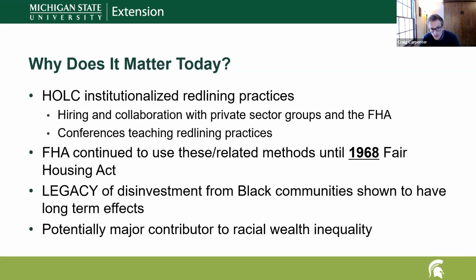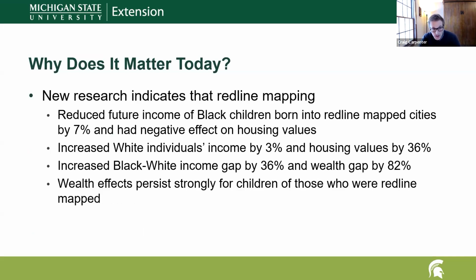So it has been put forward as a major contributor to racial wealth inequality. And there's new research out that shows that it certainly did, where people can take historical census data and link it to present day outcomes. And they find that children born into these redline map cities had lower incomes. Black children, I should say, born into these redline map cities had about 7% lower incomes on average, and negative effects on housing values.